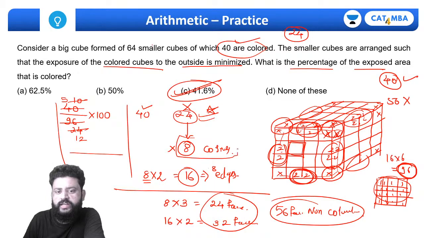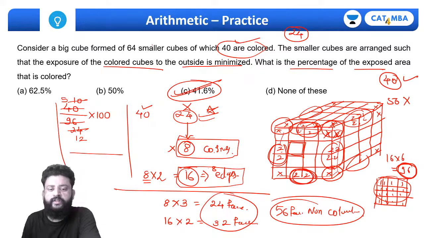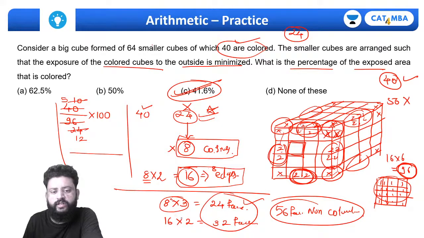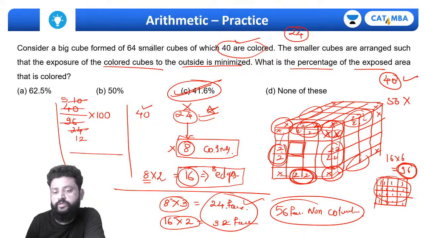8 small cubes which are non-colored at corner and 16 small cubes at edges. So every corner cube, 3 faces will be visible. So 8 3s are 24 faces are non-colored and 24 small faces. Okay, then 16 2s are 32 faces, because 16 cubes we used at two sides, means on edges where only 2 faces are visible, and we use those cubes as non-colored cubes.